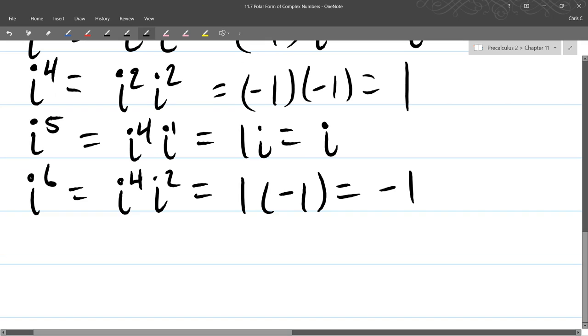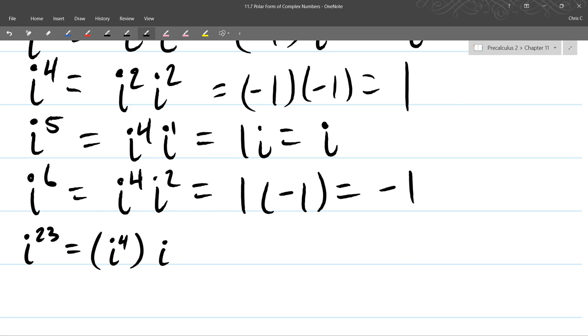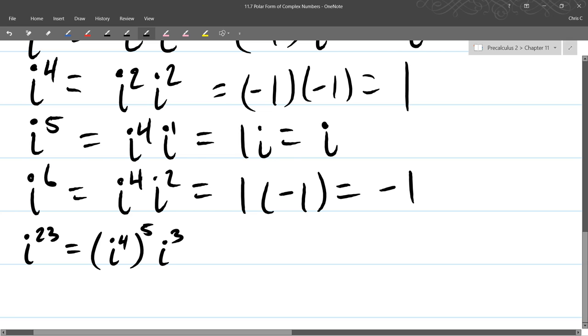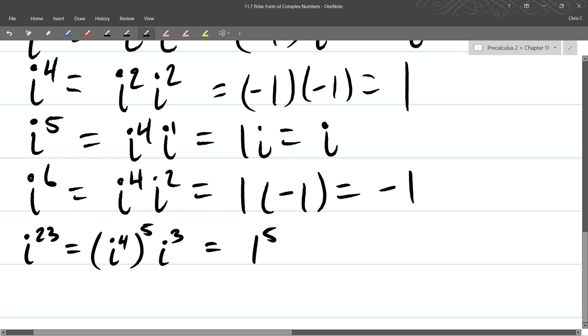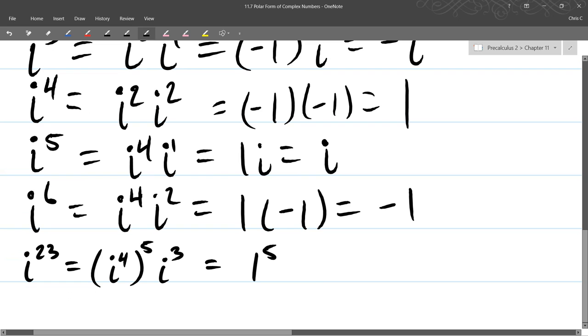So you can probably see the pattern for i to the 6th, or i to the 7th, i to the 8th, etc. So let's do i to the 23rd. Let's get crazy. How many i to the fourths are there in i to the 23? There's 5 of them. And what's left over? i to the third. So I took out 20 i's and then had 3 left. So this is really long division with remainders, is the way you want to think about this. Now it's 1 to the 5th power times i cubed, which is negative i. So that is negative i.